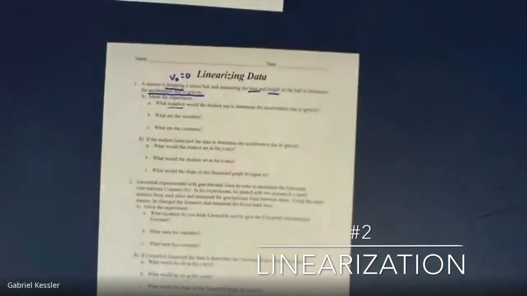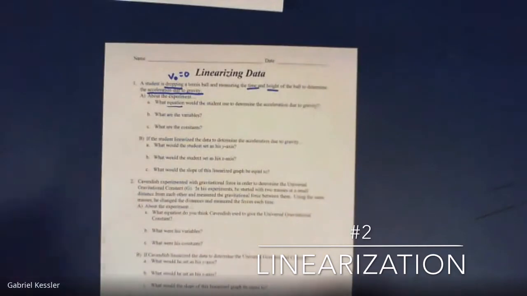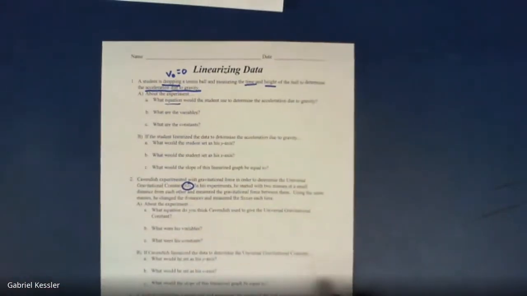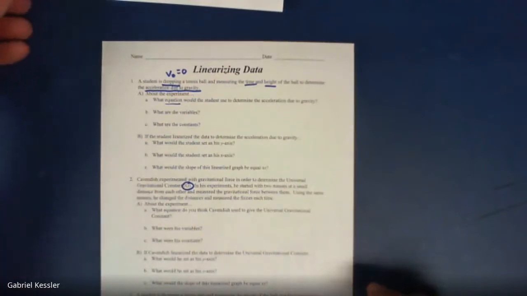For the second problem, it says Cavendish experimented with gravitational force in order to determine the universal gravity constant. So this value right here. All right, now pause right there. There's not really much you know about the gravitational constant. However, if you go to your equation sheet, gravitational constant, capital G, is going to be in this big equation for gravity. It's actually this one right here.